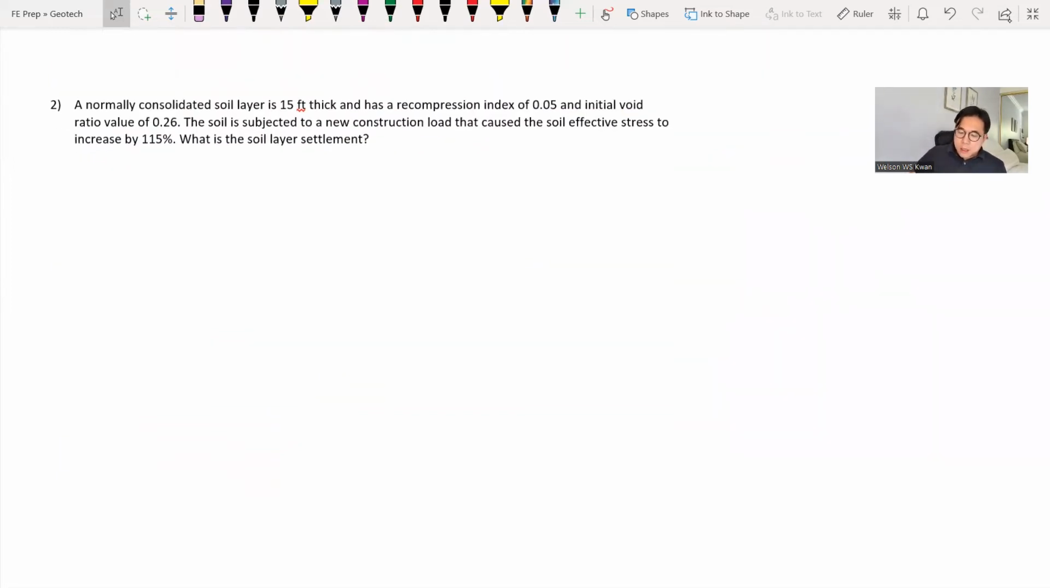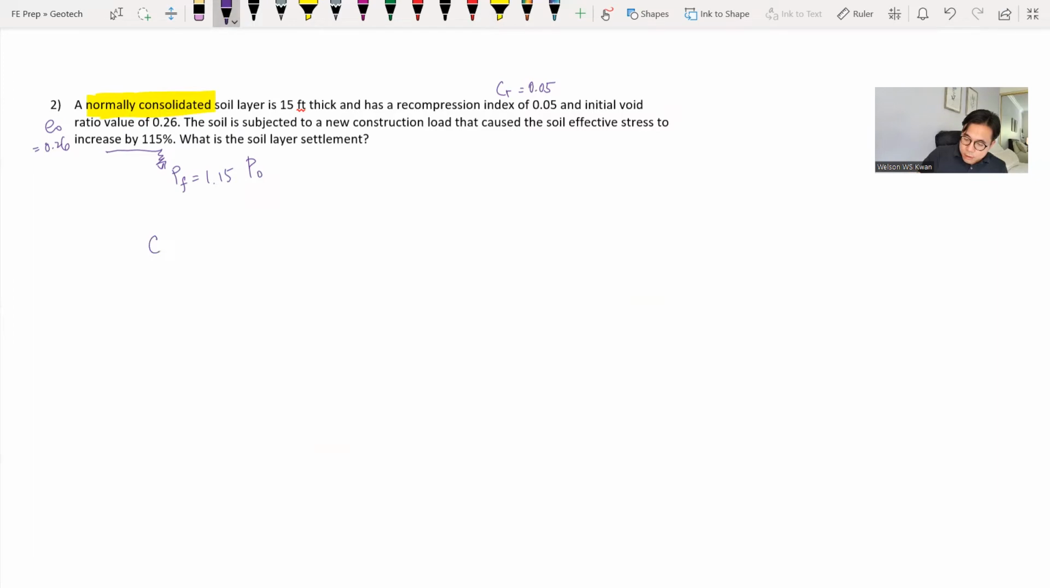Question 2 says there's a normally consolidated clay, which is 15 feet thick and has a weak compression index, C sub R equal to 0.05, and the void ratio e naught is equal to 0.26. This soil is subjected to a new construction load such that it causes the soil effective stress to increase by 115%. It's asked what the soil layer settlement is. This essentially means the final loading is equal to 1.15 of the original loading. And it asks for the settlement one more time, since we got the keywords here: normally consolidated.